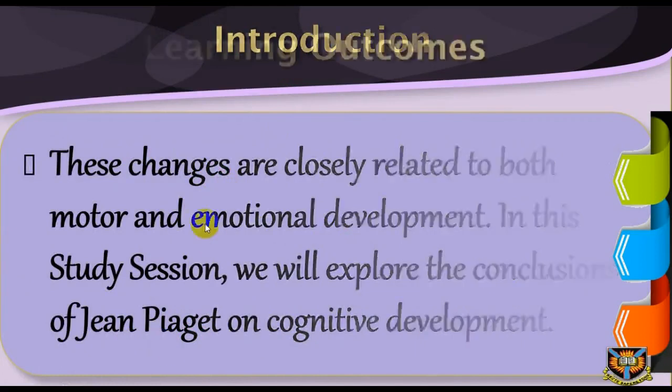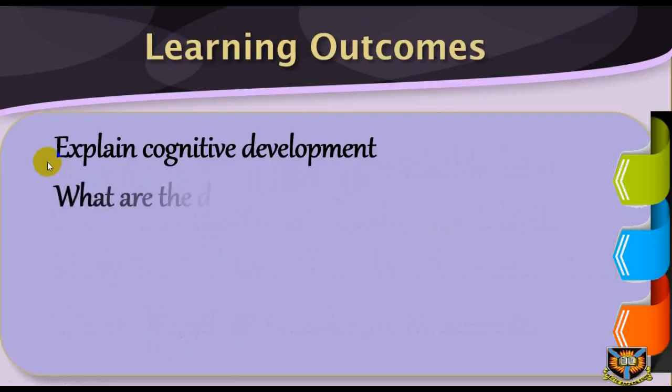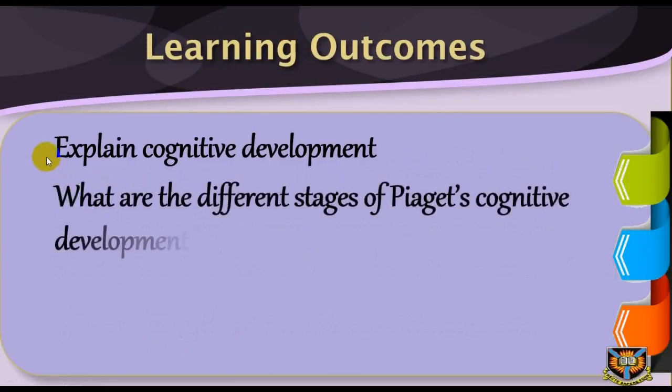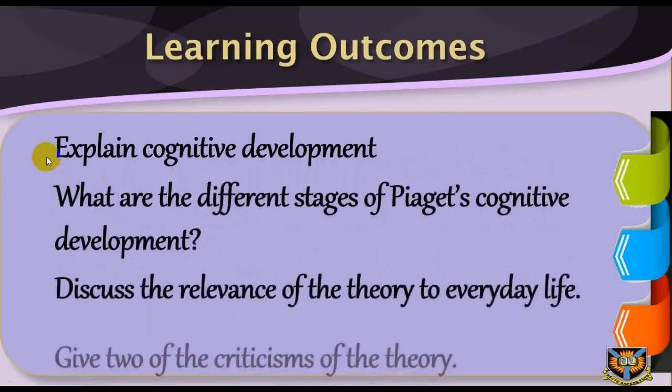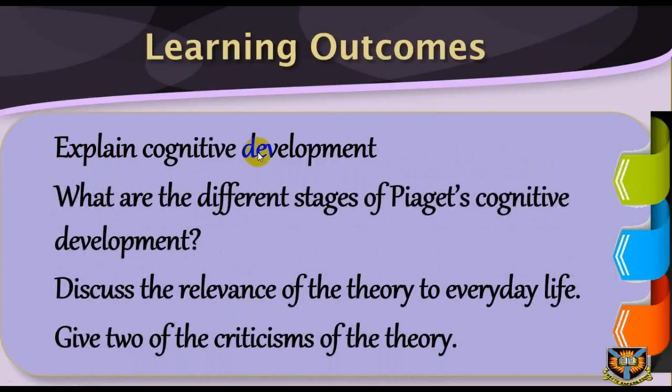Learning outcomes. When you have studied this session, you should be able to: 1. Explain cognitive development. 2. Mention the different stages of Piaget's cognitive development. 3. Discuss the relevance of the theory to everyday life. And 4. Give 2 of the criticisms of the theory.